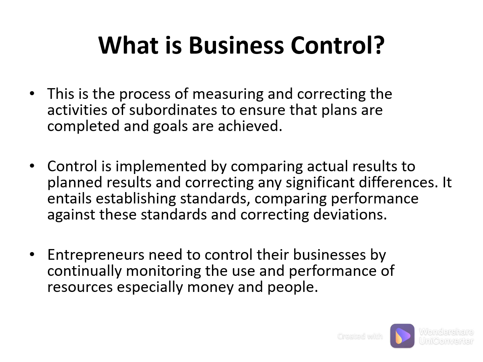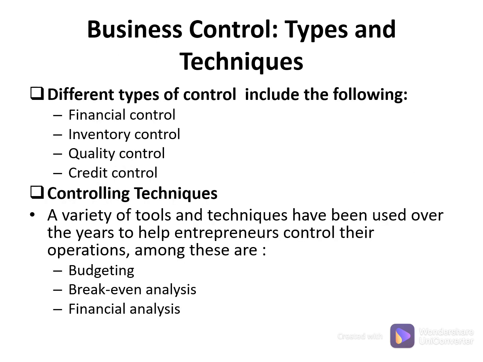So when you plan, you try to monitor your plan and make sure the activities and the internal plan are moving according to your plan. You understand? The moment you sense any deviation, there is a problem. So your ability to exercise some actions that will help you to track your plan back to its right course is called control. So entrepreneurs need to control their business by continually monitoring the use and performance of resources, especially money and people.